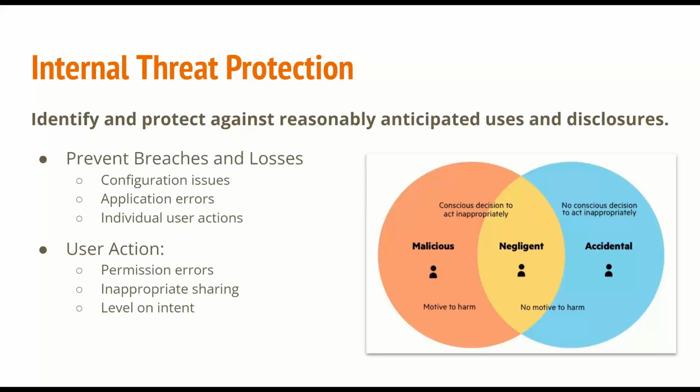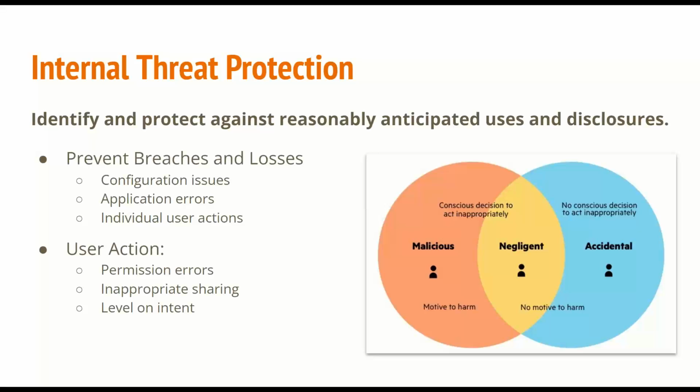In the middle is where we also have to be careful, and that's negligent. Where there's no motive to do harm, there's no conscious decision to act inappropriately, but there's no conscious decision to act properly, right? The care isn't being taken. It's not being paid attention. So there's no motive to do harm, but there's also not enough motive to prevent harm from happening, for people to act appropriately.